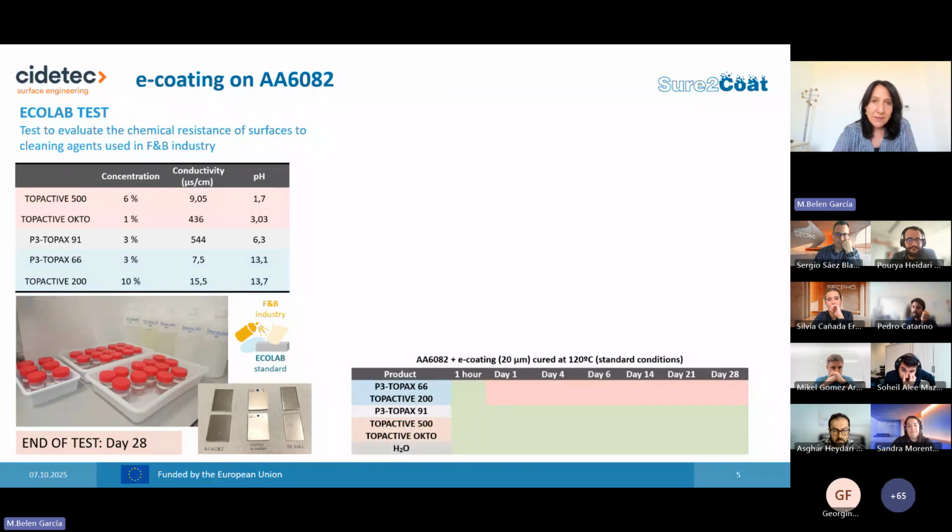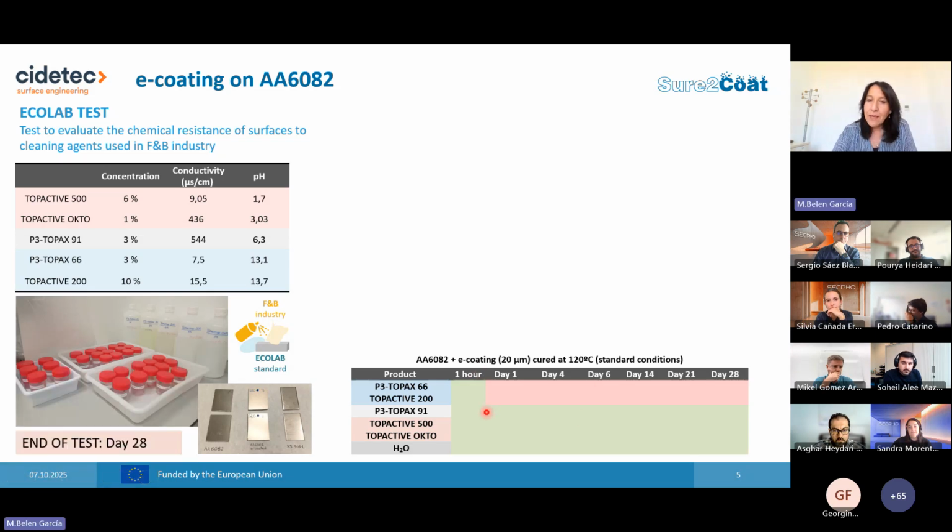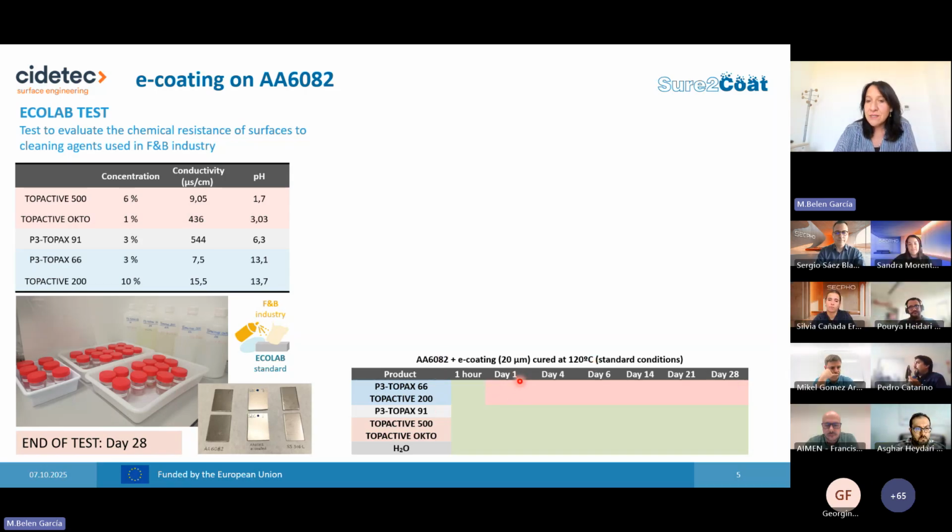This Ecolab test involves immersing the part to be tested during 28 days in 5 different cleaning agents. Some of these cleaning agents were acid and 2 of them were alkaline. So what we found was that the e-coating survived in the acidic cleaning agents for the 28 days. But when we immerse the coating in the alkaline ones, from the first day we observed degradation of the e-coating.